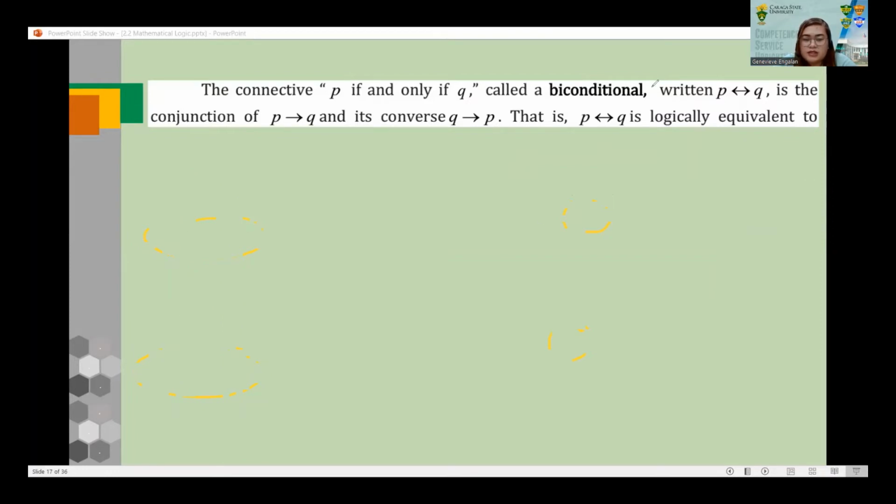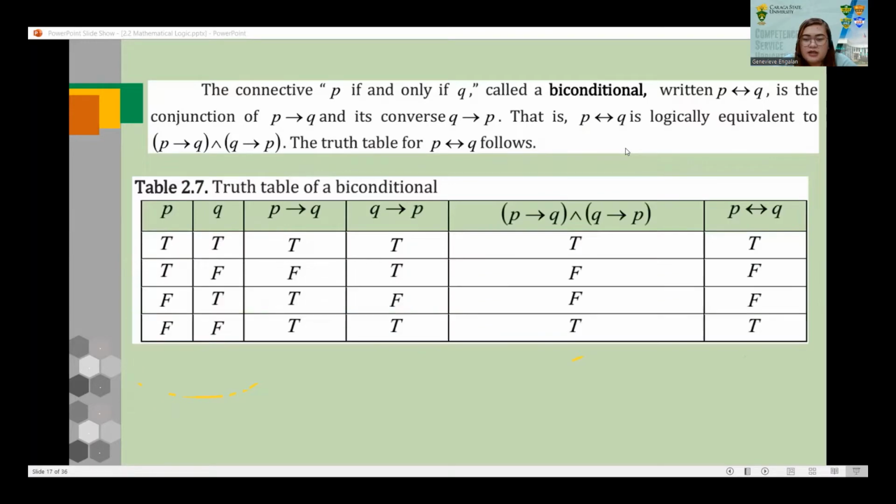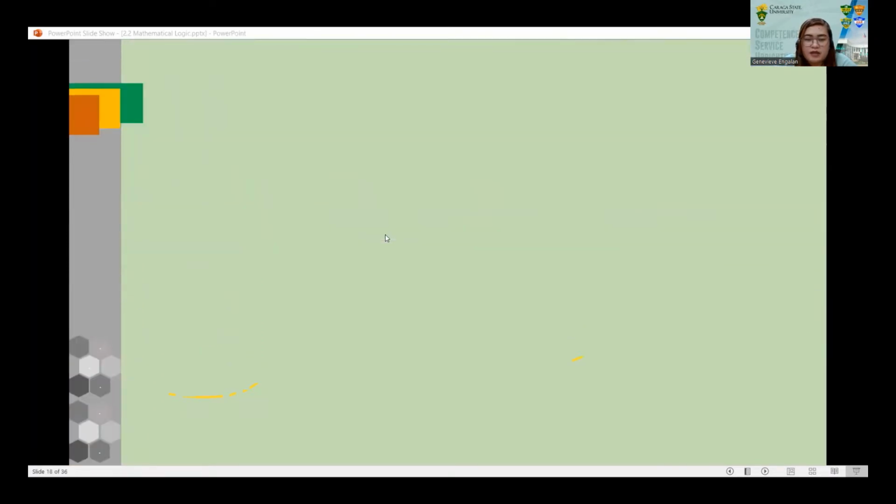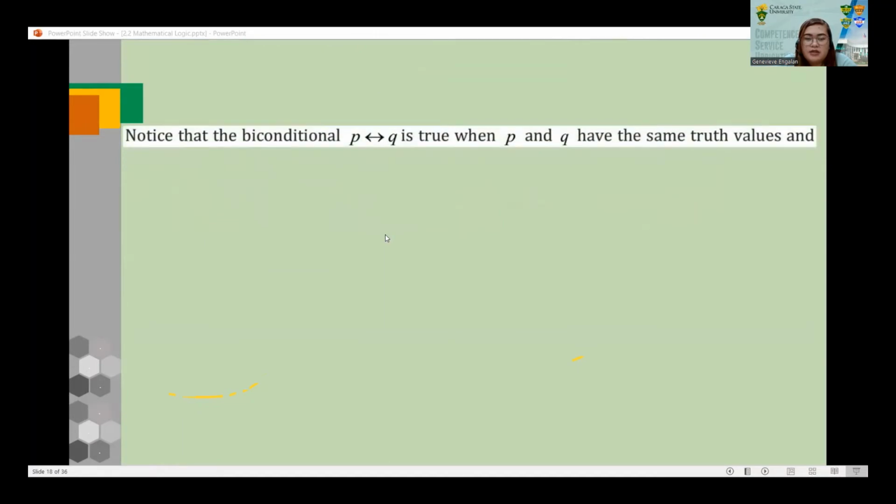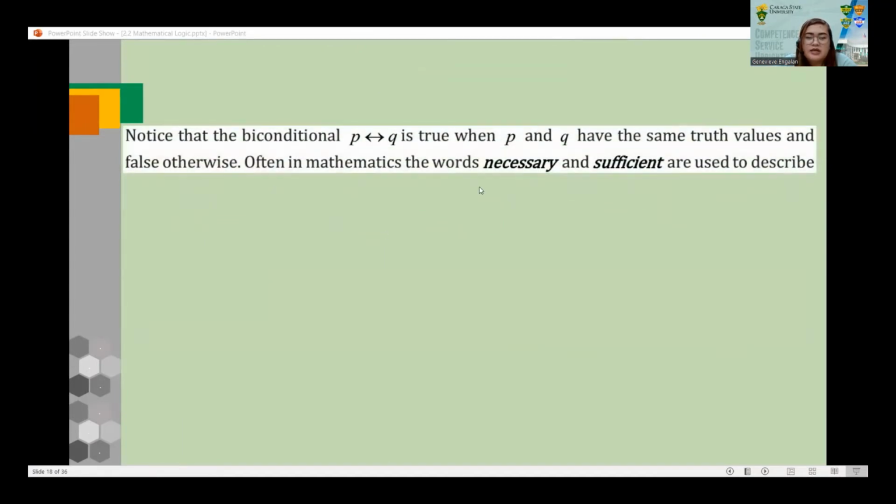Okay, so he answered that already. As you can see, that's it. So class, the biconditional again is true when both are true. I mean, when both have the same truth values.